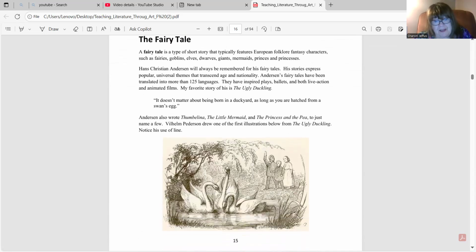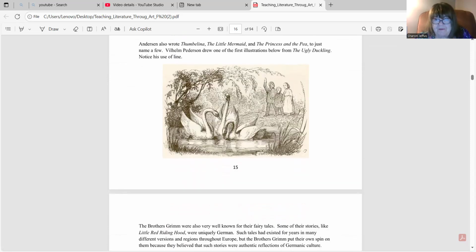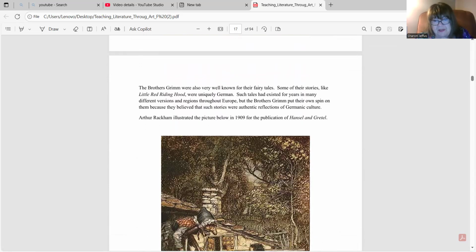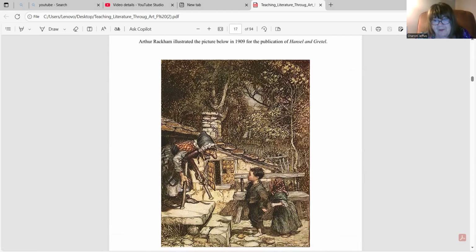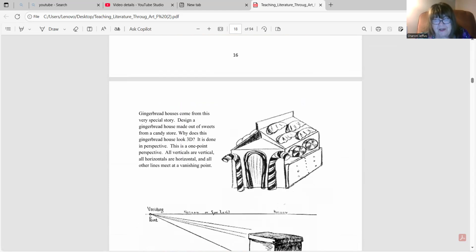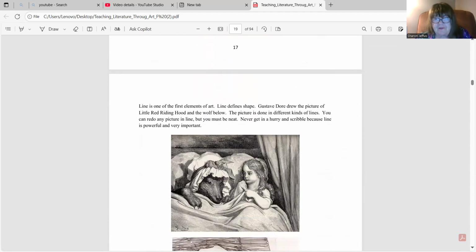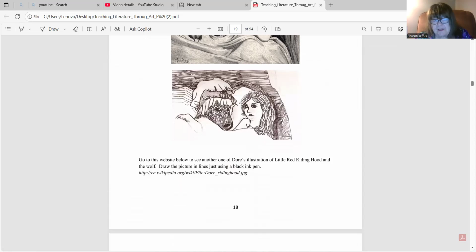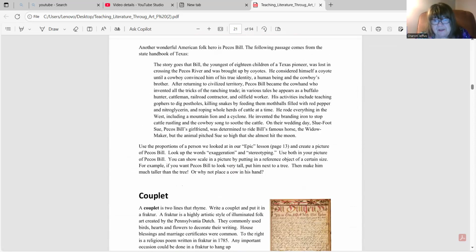Of course, a fairy tale like The Ugly Duckling, The Little Mermaid, you can find beautiful old illustrations of these wonderful fairy tales. Here's Hansel and Gretel, a wonderful illustration. And then allow them to create their own illustration, thereby covering writing, and you're doing your literature and you're doing your art. And for your visual and kinesthetic learners, this is terrific. A tall tale, you're looking at your images.